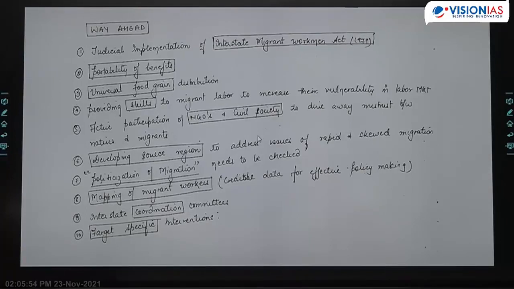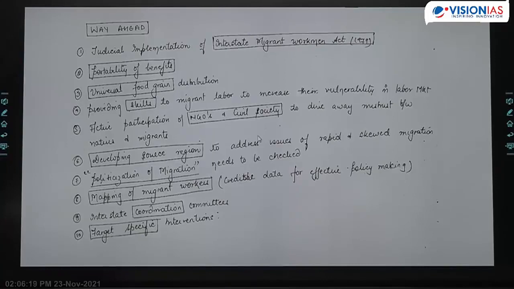So providing them the skills so as to increase their desirability in the labor market, or you should write "in order to decrease their vulnerability." यहाँ पे ये गड़बड़ हो गया, decrease होना चाहिए था, increase नहीं, या फिर vulnerability की जगह desirability लिख सकते हो, ये correct कर लेना. Then active participation of NGOs and civil societies to drive away the mistrust which is existing between natives and migrants.